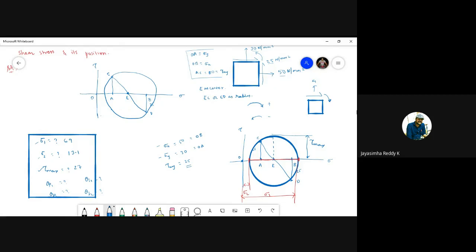Is it clear, guys? Now theta p1, let us find only theta p1, guys. Do not get confused by finding all theta s1, theta s2, theta p2. Just theta p1. So this angle is 2 theta p1. Is it clear? So here it is 90 degrees between sigma x and y. Sigma x is perpendicular to sigma y in the given question.